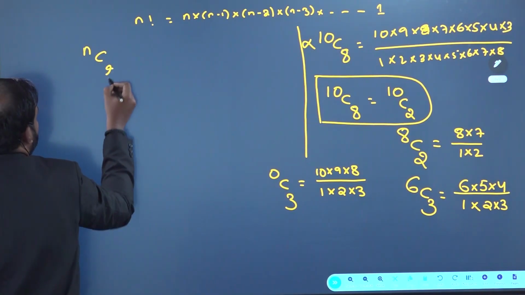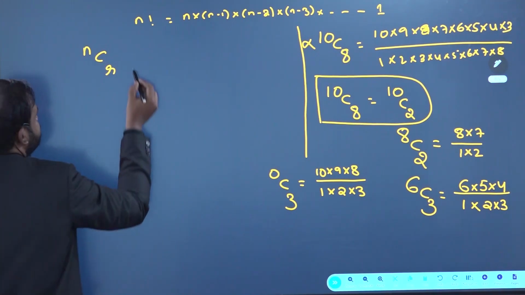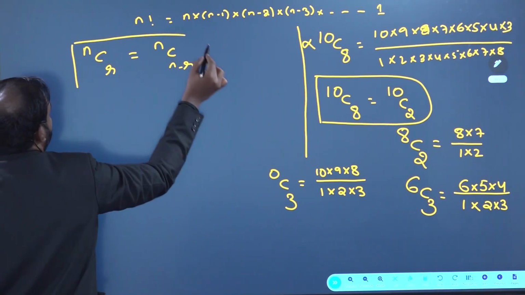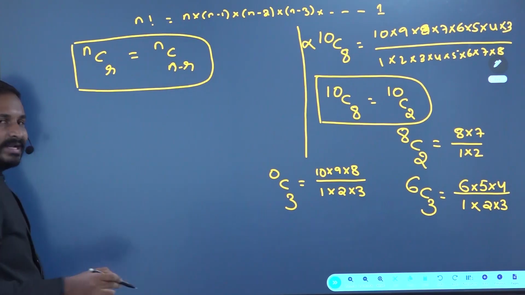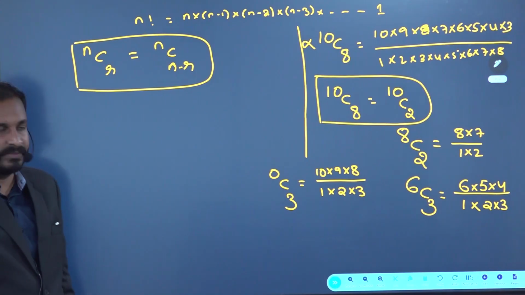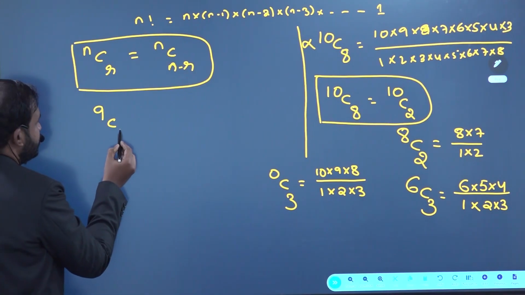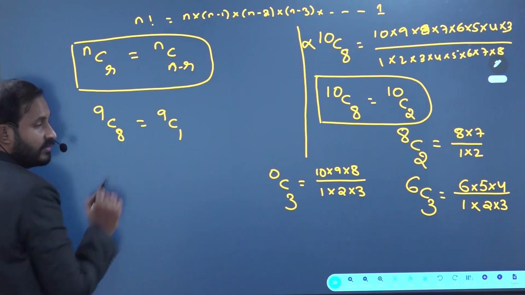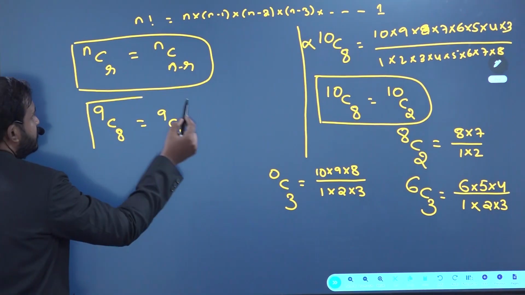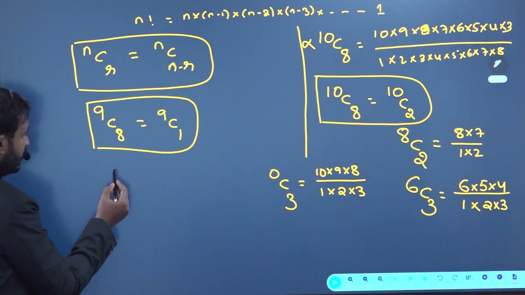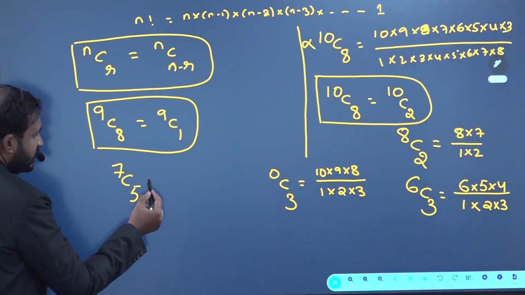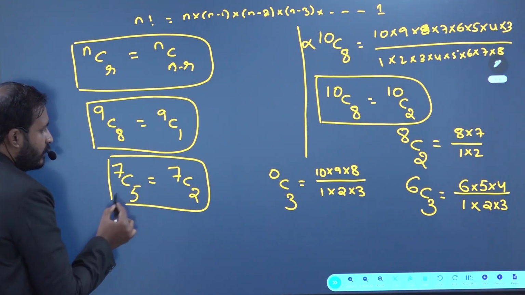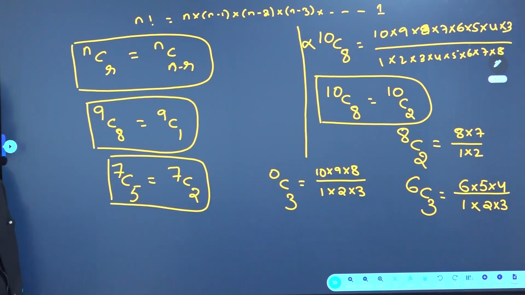NCR will be equal to NC(N minus R). That means if I want to write 9C8, the value will be equal to 9C1. 9 minus 8 is 1, so 9C1. Similarly, if you have something like 7C5, this value is equal to 7C2. 7 minus 5 is 2.